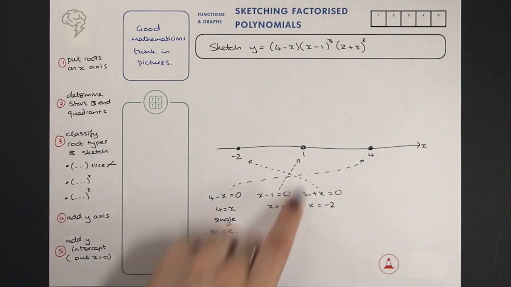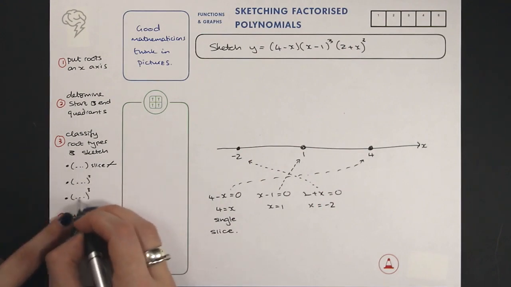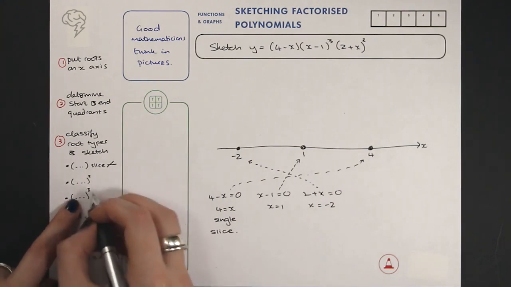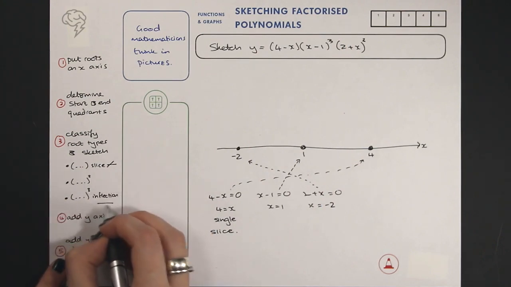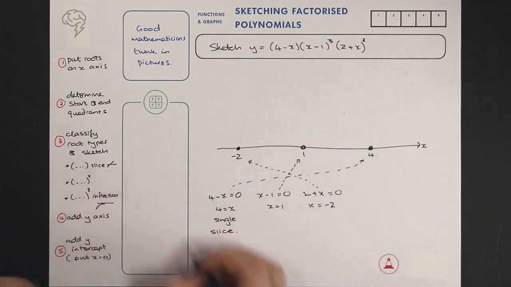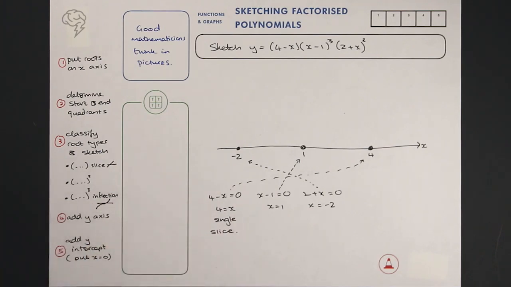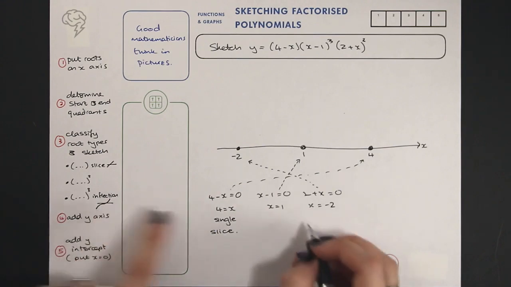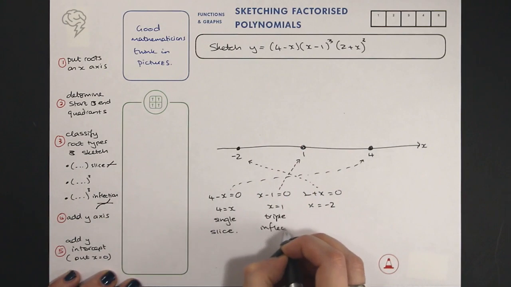What about this one here? Well, this one is cubed. A cubed, or any odd power, any even power here, any odd power here. If it's an odd power, then you're going to get an inflection. And an inflection is where it comes up and touches as if it's going to turn and go back down, but then it actually goes up, or the other way around. So that's what an inflection point looks like. So this one's triple, and that's an inflection.